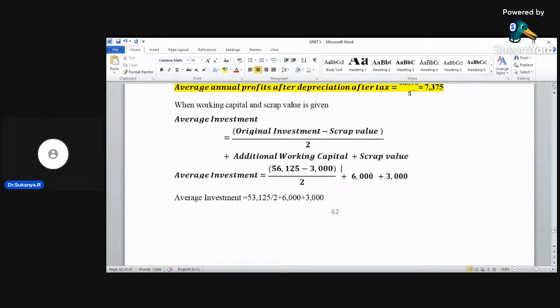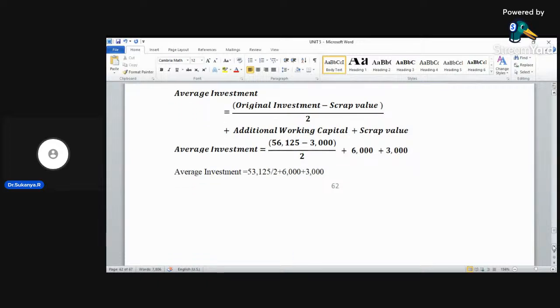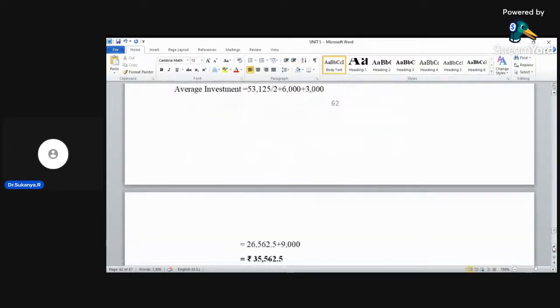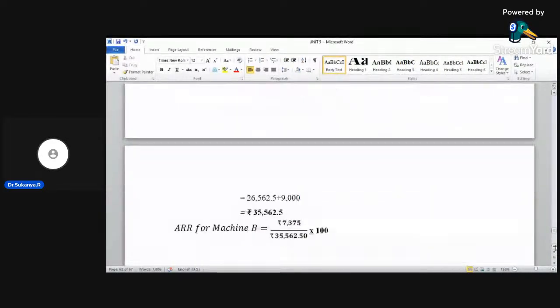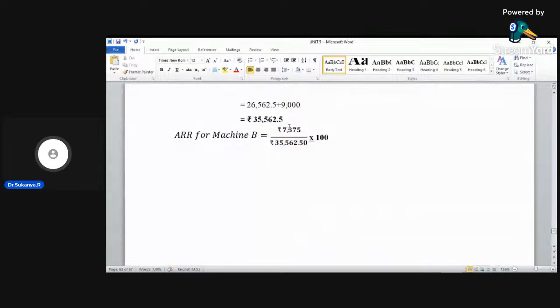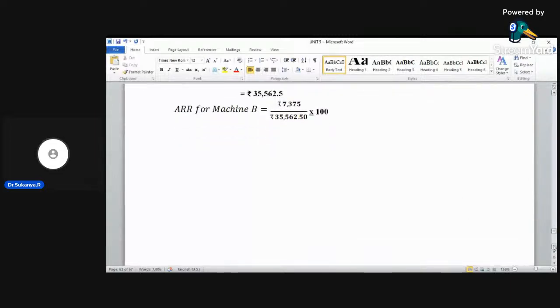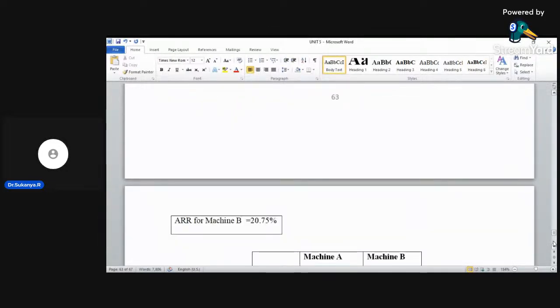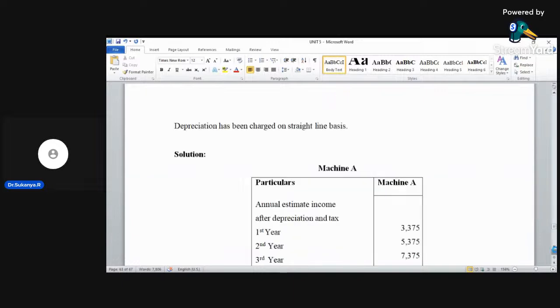So you have 56,125, which is the original investment. The scrap value is 3,000 here again, divided by 2, plus 6,000, which is the working capital, plus 3,000. So you get 53,125 divided by 2 plus 6,000 plus 3,000, and here you get the answer as 35,562. So when you find out the ARR for machinery B, dear students, it is 20.75.